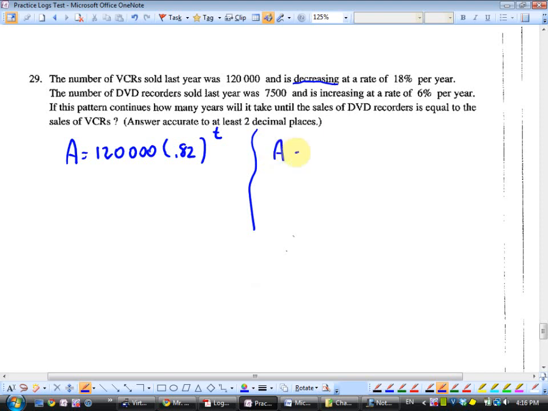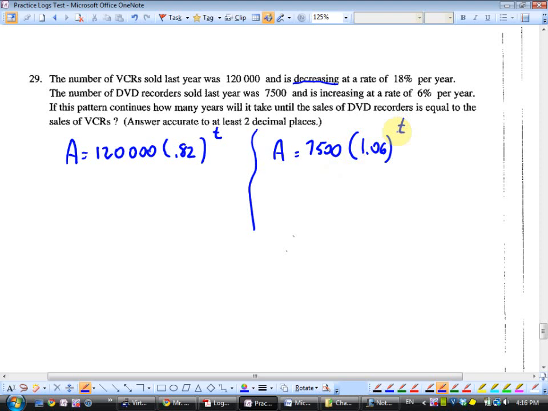Final amount equals, what's my initial amount? By the way, this test was actually written about 6 years ago, so back then these numbers made sense, back when DVDs were just starting to become popular on the market. Really? What's my initial amount? 7,500? What's my rate? 1.06 to the T.